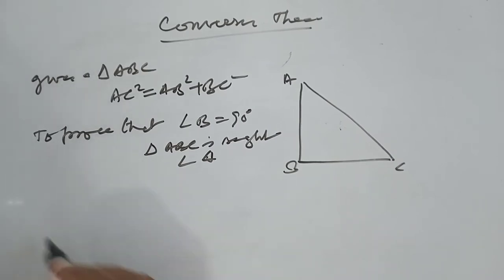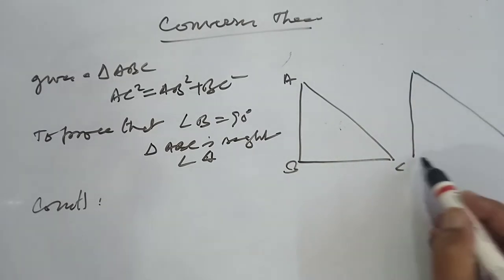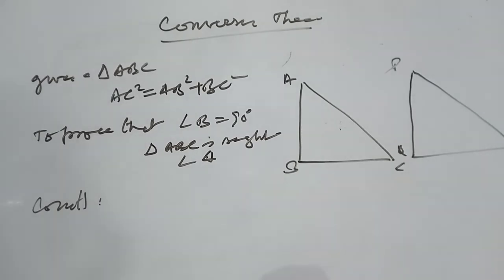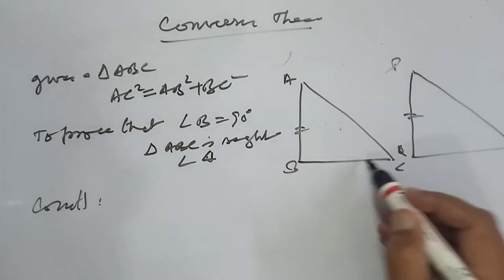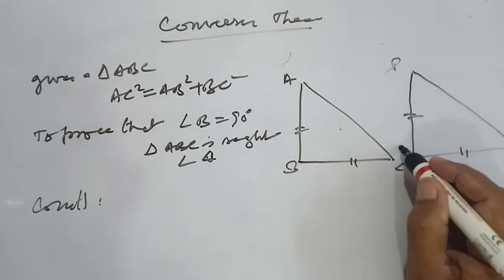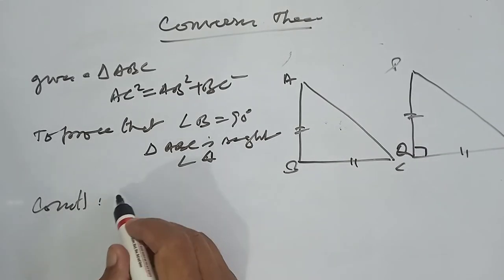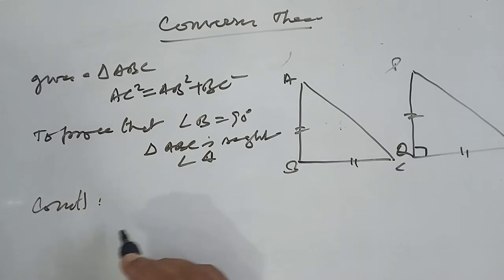Now we have a construction here. In the construction, we draw a triangle PQR such that AB is equal to PQ and BC is equal to QR. So this angle is 90 degrees. We have drawn PQR as right angle at Q.